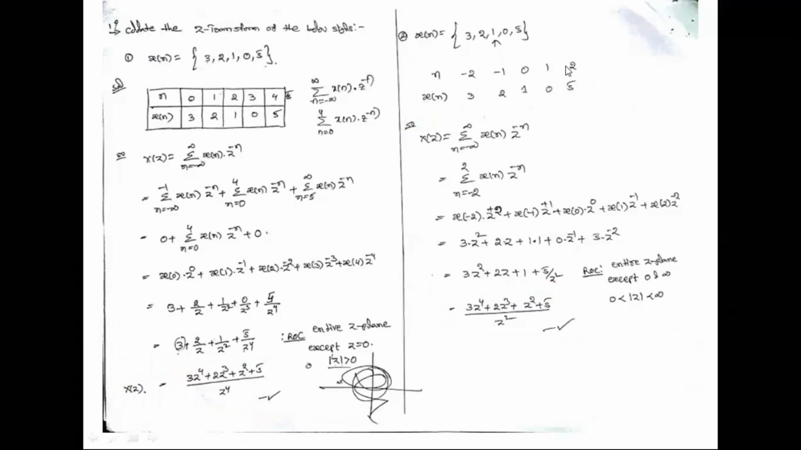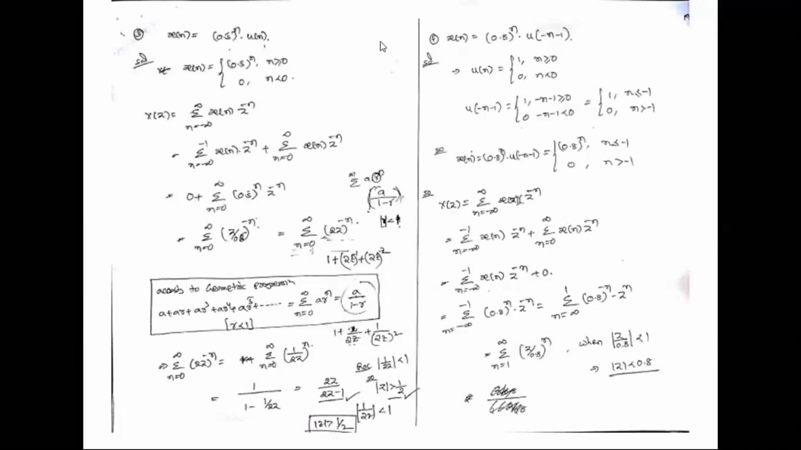Next example. Third example, x of n is equal to 0.5 whole power n mu of n. We already know a power n mu of n. The function is 1 by 1 minus a z inverse. What is the a here? 0.5.